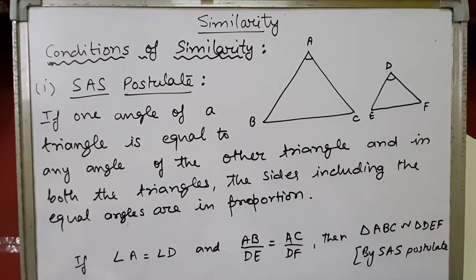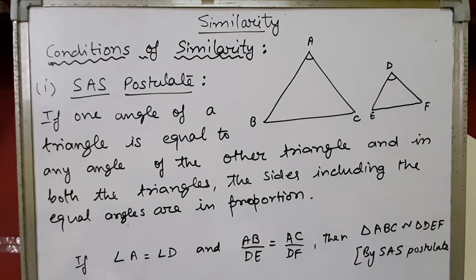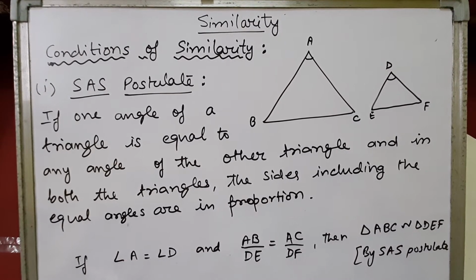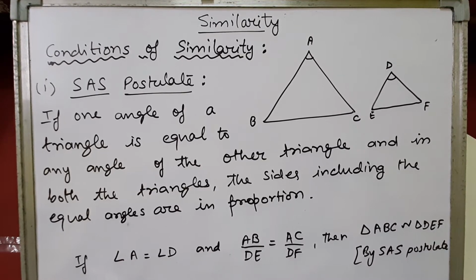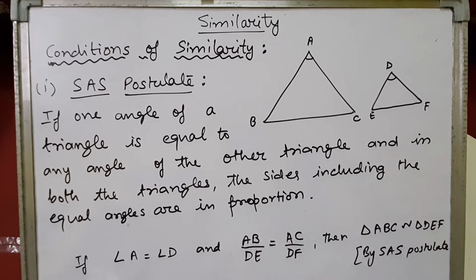Children, just like we have studied the rules of congruency, the 5 rules of congruency to prove any two triangles congruent, now we are going to study the rules to prove that the triangles are similar. The first one is the SAS postulate. We know SAS means side angle side postulate, right?